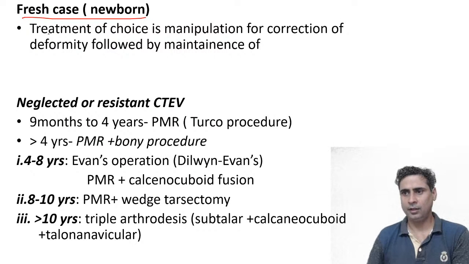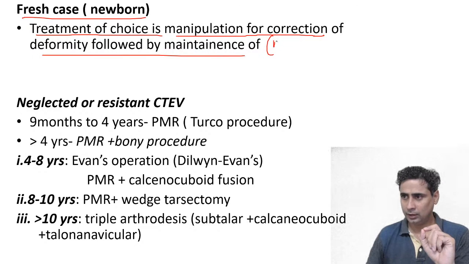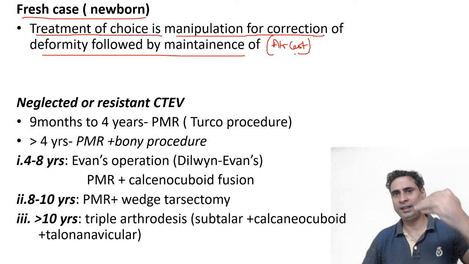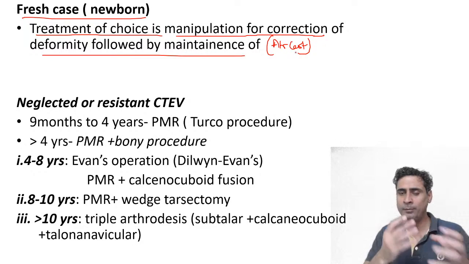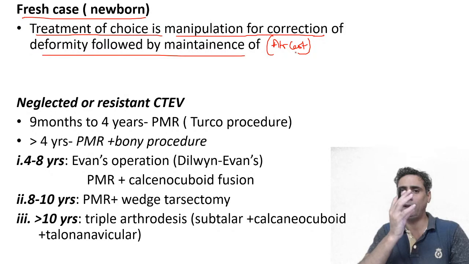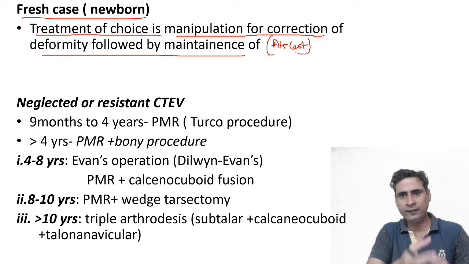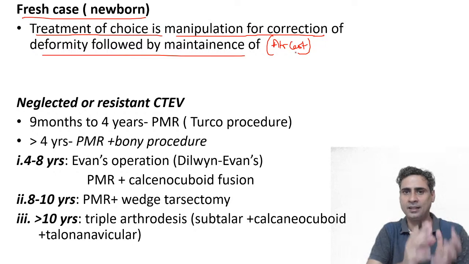Fresh case, treatment of choice is manipulation for correction of deformity and maintenance in above knee cast during manipulation. So remember, maintenance in CTEV is of 2 types. One, maintenance when we are doing manipulations and we are correcting the deformity during initial weeks of life. So we are correcting and maintaining in cast. So individual deformity correction and maintenance of that correction, stretching in cast.